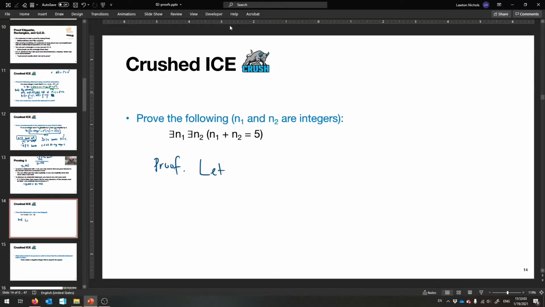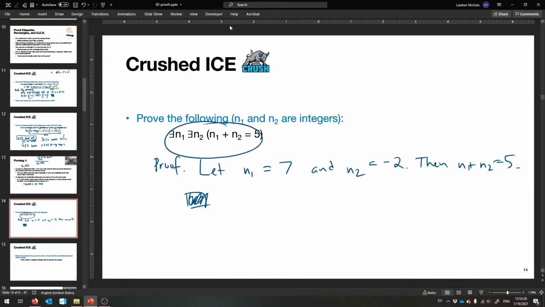So let n1 equal, I don't know, 7, and let n2 equal, I don't know, -2. Then n1 plus n2 equals 5. QED. Yeah? So you can pick plenty of n1 and n2s.